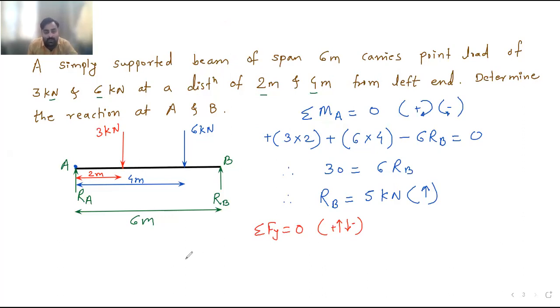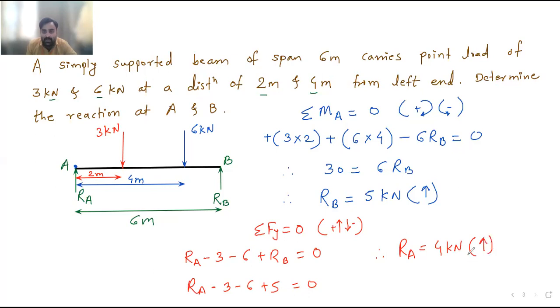Okay. Now, if I apply summation Fy equal to 0, then Ra is moving upward, plus Ra, minus 3, minus 6, plus Rb. So value of Rb is 5, plus Rb equal to 0. Now it is Ra minus 3, minus 6, plus 5 is equal to 0. Therefore, Ra is equal to 4. Positive answer. So our assumed direction of Ra is correct. Ra also moving upward.